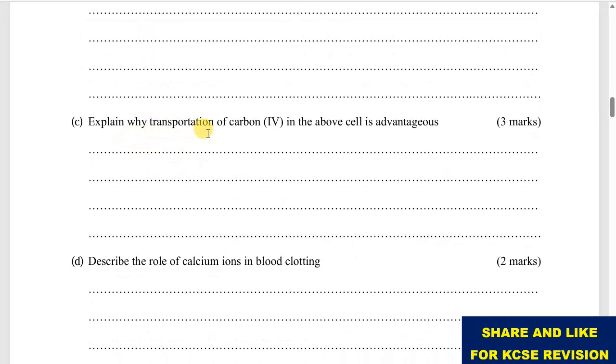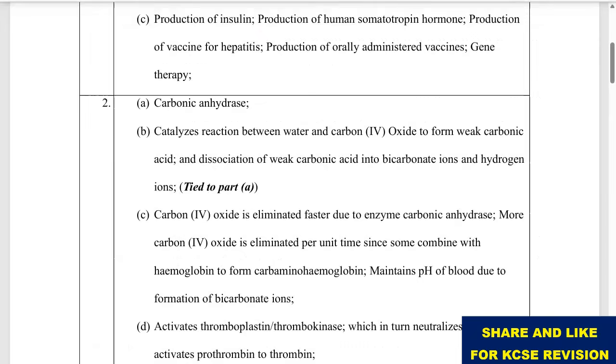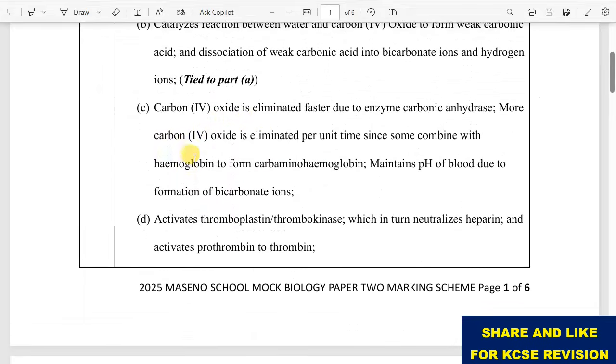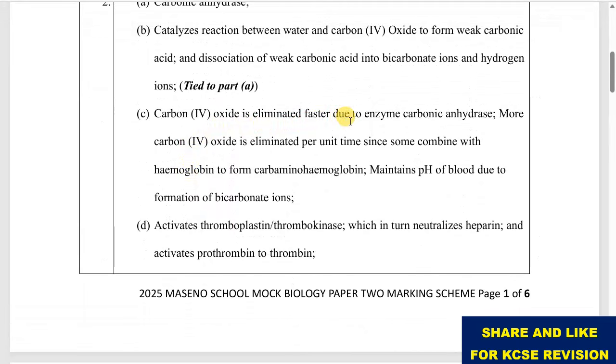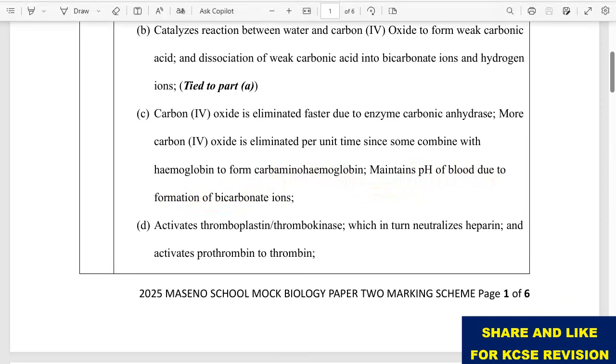Explain why the transportation of carbon dioxide in the above cell is advantageous. Carbon dioxide is eliminated faster due to the enzyme carbonic anhydrase. More carbon dioxide is eliminated per unit time since some combines with hemoglobin to form carbaminohemoglobin, which maintains the pH of the blood due to formation of bicarbonate ions.